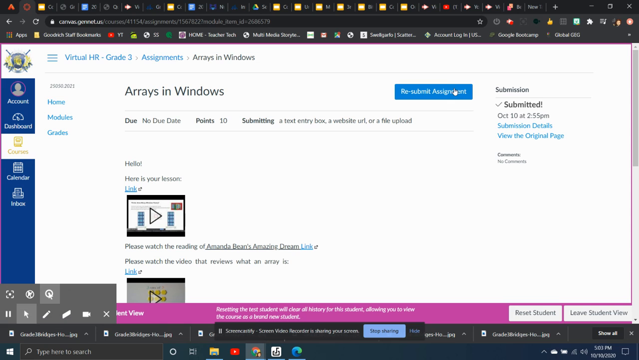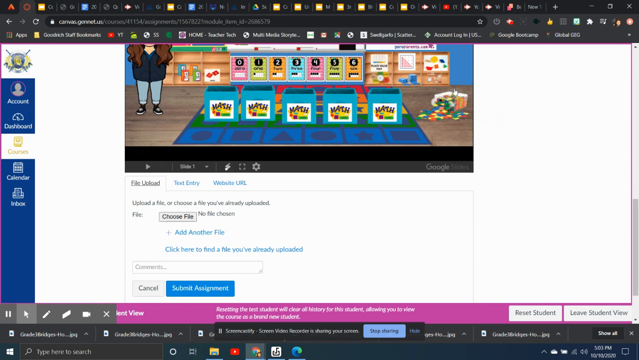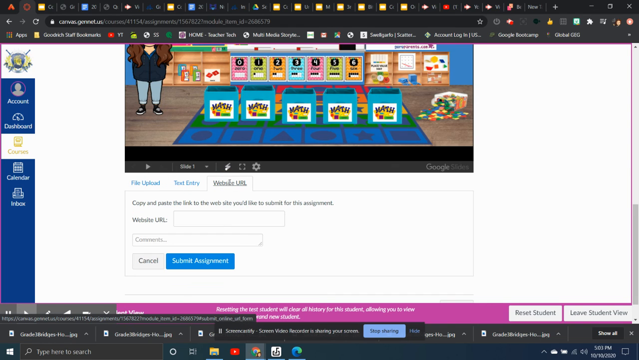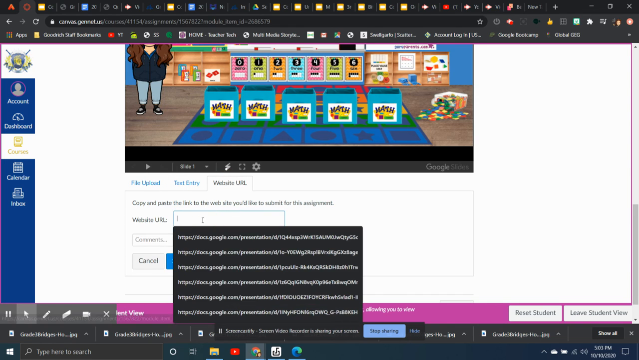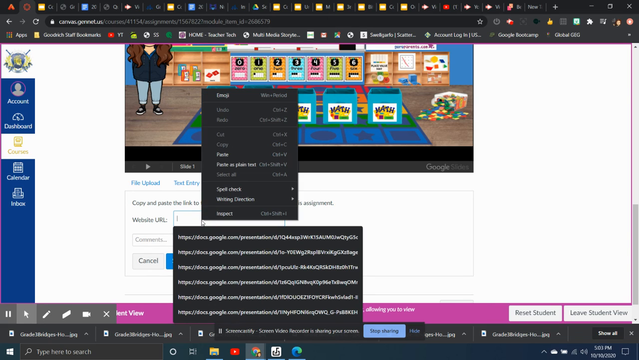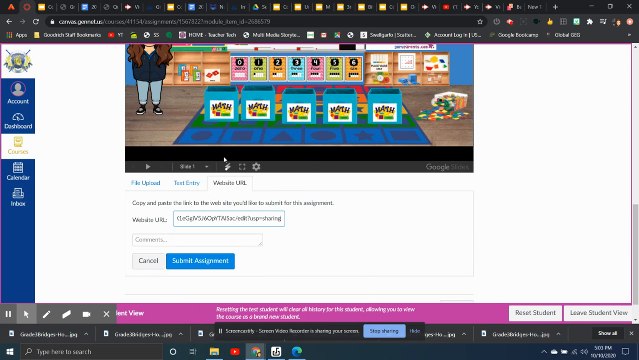And this says resubmit because this is the assignment I'm using to remind you. When you hit submit assignment, if you took a picture, you can upload it here. Text entry. If you just want to type in your answers, you can do that. URL. This is where you got to be careful. See all these links that come up? Those aren't it. None of those are what I just copied. None of those are. So I need to right click and hit paste.